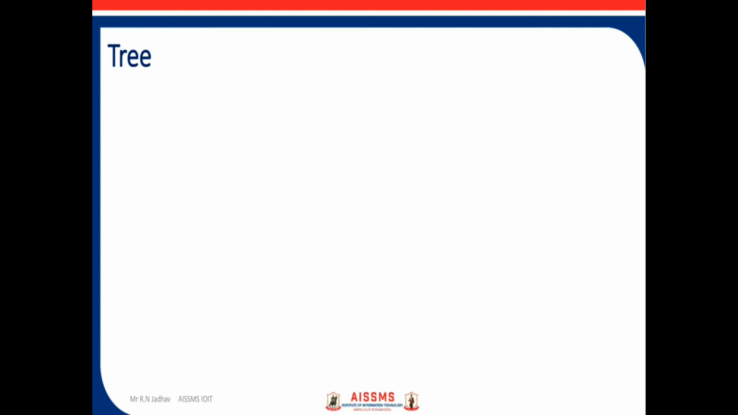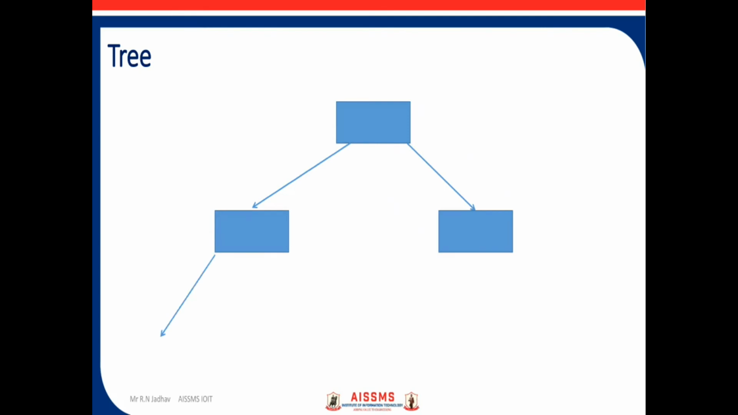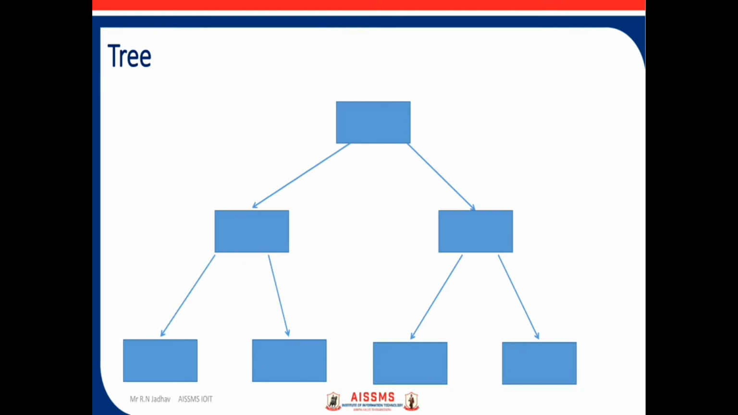Next data structure is tree. We all know tree and its different parts like root, leaf and branches. Similar to it, tree is a nonlinear data structure where we have multiple nodes and these nodes are connected with the help of branches. The first node is called as root and nodes are connected with the help of branches, and the last nodes are called as leaf nodes.